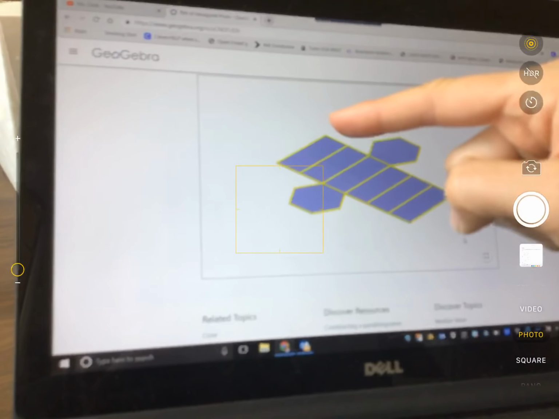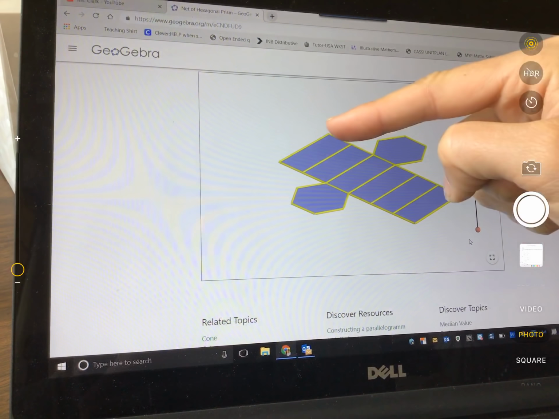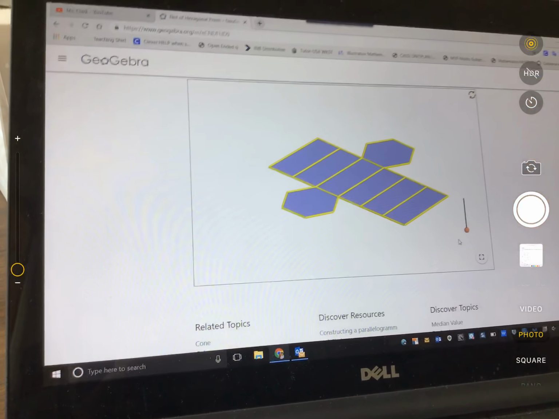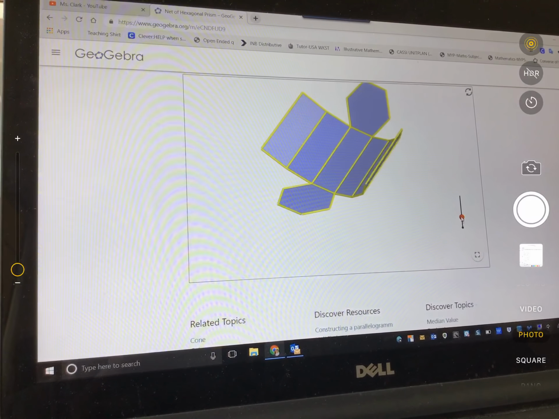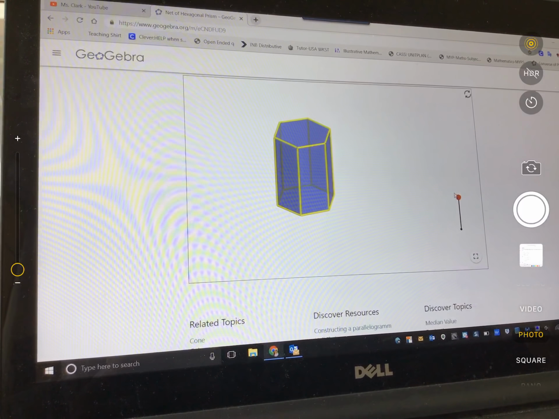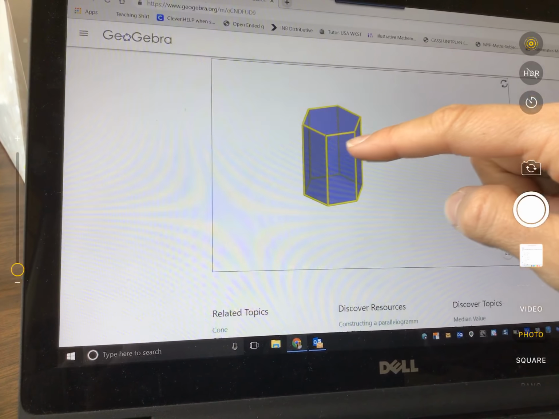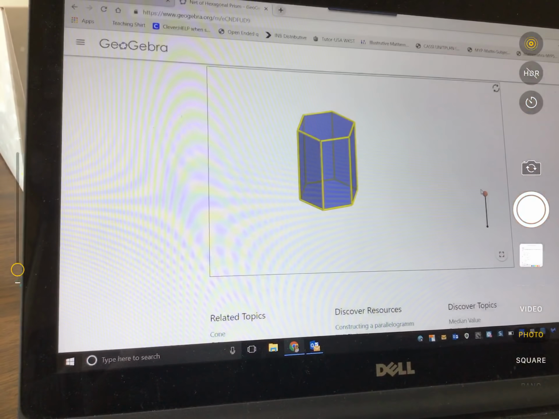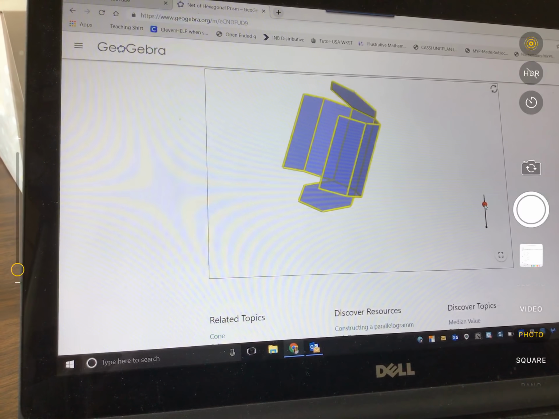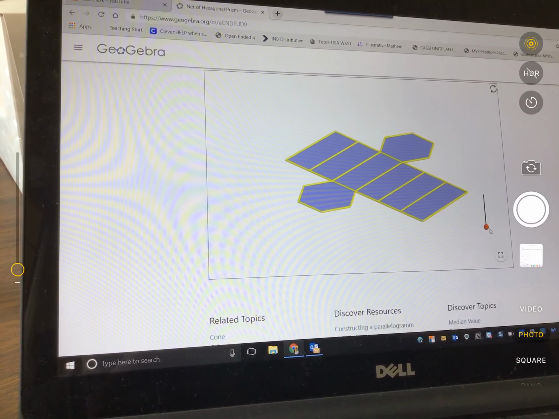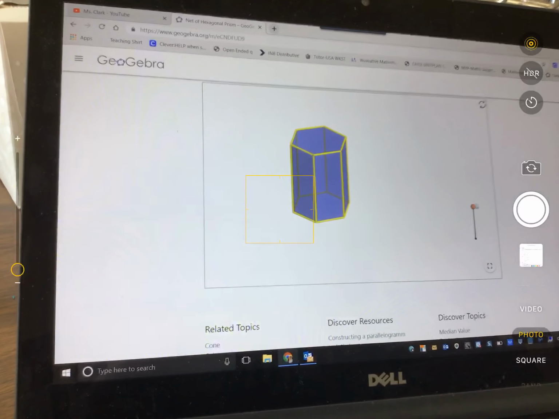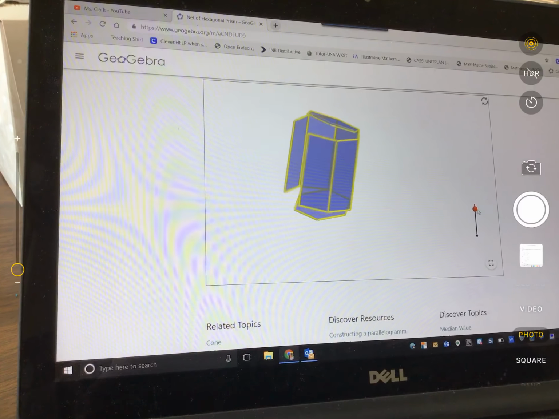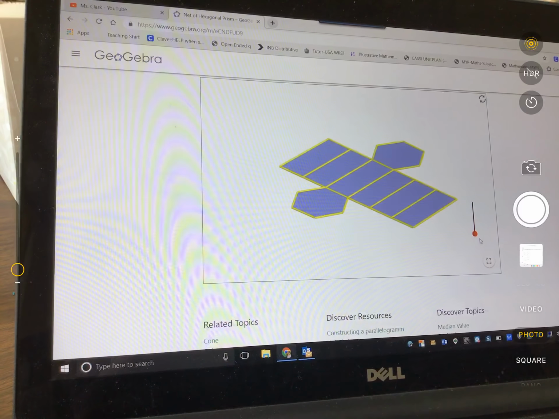Now, where does the width of your rectangle, or your lateral area, come from? It's actually the perimeter of your hexagon. So notice that the perimeter of your hexagon is going to flatten out and become the length of your rectangle. See that? Again, that perimeter of your hexagon is going to flatten out and become the length of your rectangle.